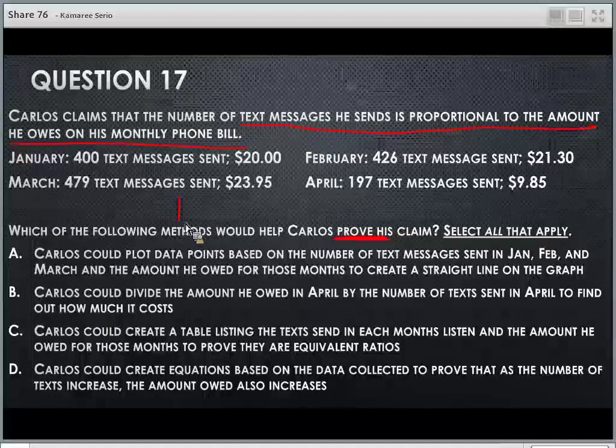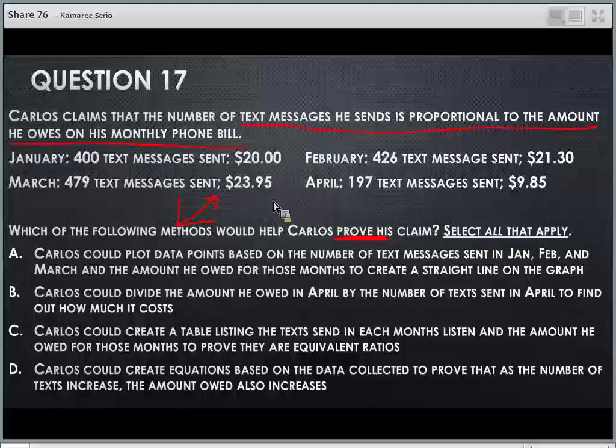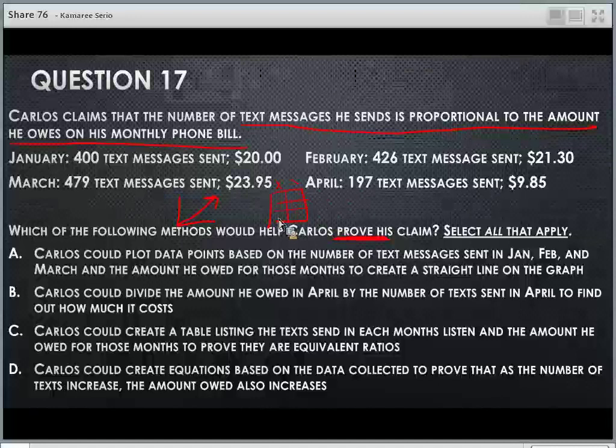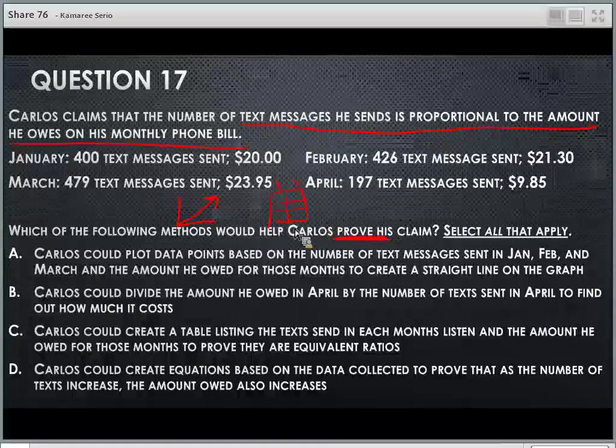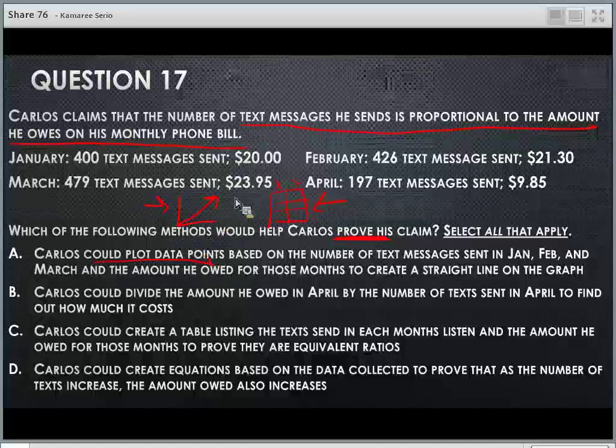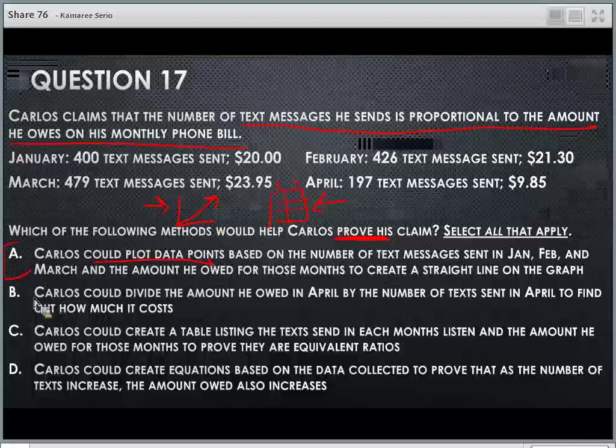Remember, if you have a graph that starts at the origin and is a straight line, it's proportional. We have been doing a lot with tables, right? A lot with tables with our x's and y's, and if they all have the same rate or the same unit rate, then they are proportional. So what you want to do here is pick the two options that talk about either creating a graph or creating a table. Right, so this is Carlos could plot data points. If you're plotting data points on a graph, that is one.